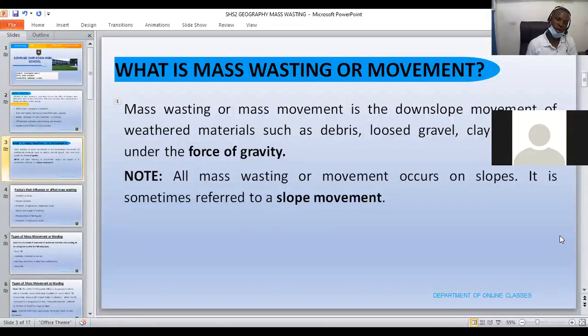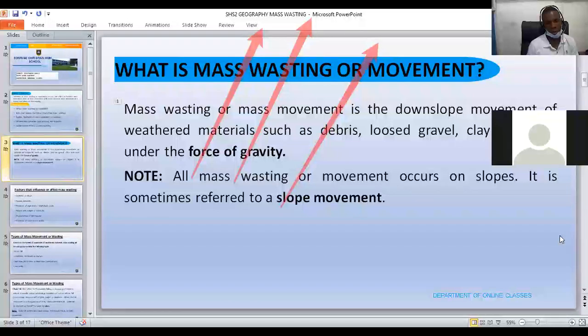Now, let me be quick to add. We are saying it is the downslope movement. That is why I indicated that you need to note that this movement or wasting occurs on slopes.